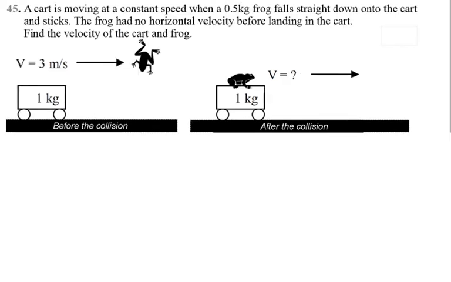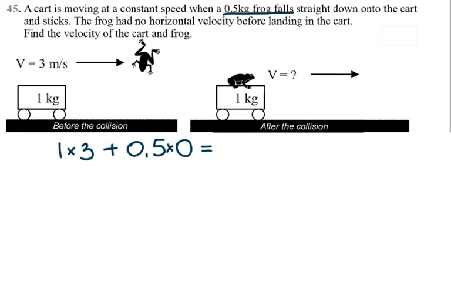In this case, the frog is falling down, and they give you that the frog's mass is 0.5 kilogram. And because the frog does not have horizontal velocity, it cannot add momentum in horizontal motion, but it can make the whole system heavier. So if I do conservation of momentum before, I only have 1 kilogram mass moving at 3 meters per second. So mass times velocity before. And the frog has 0 forward velocity, so that's 0.5 times 0. Even though it has vertical velocity, it does not have horizontal velocity.